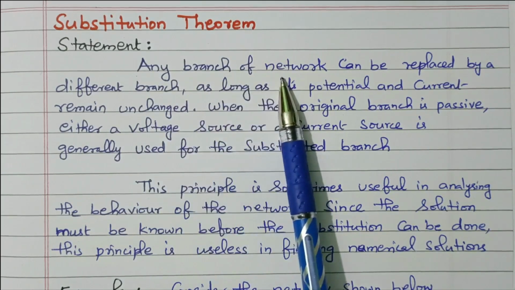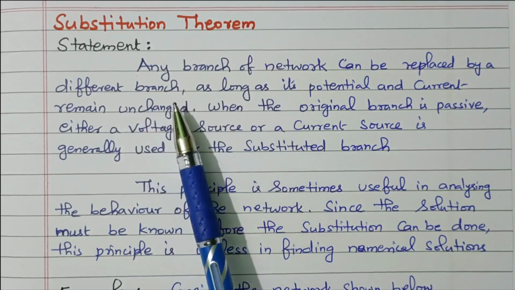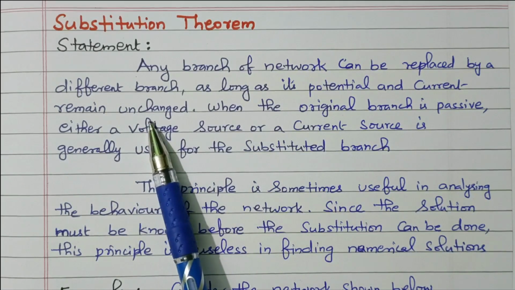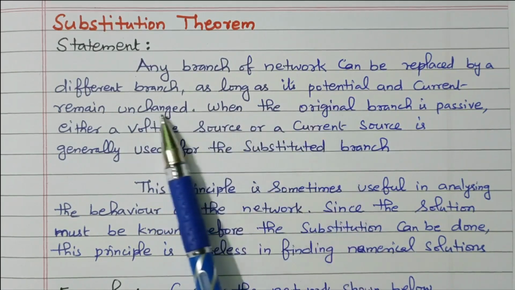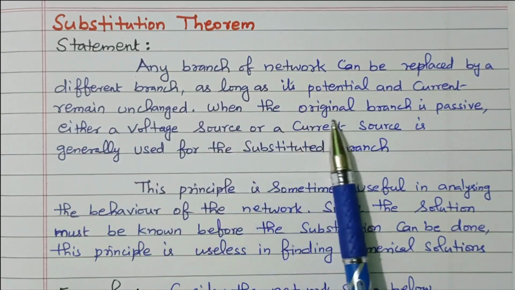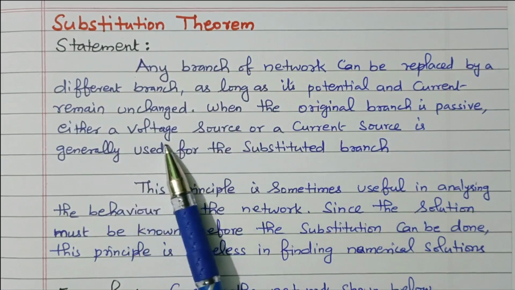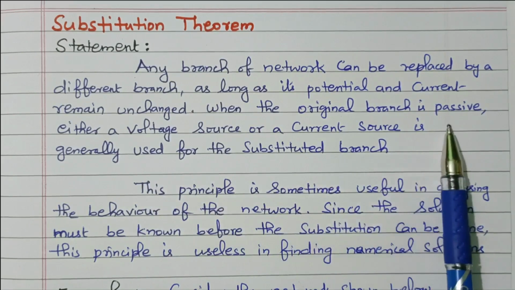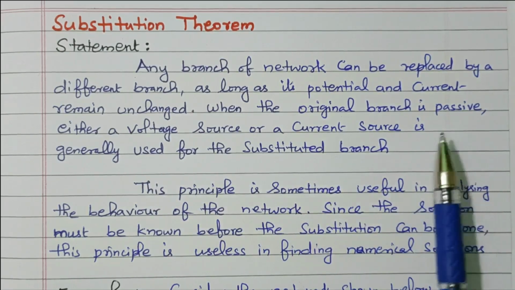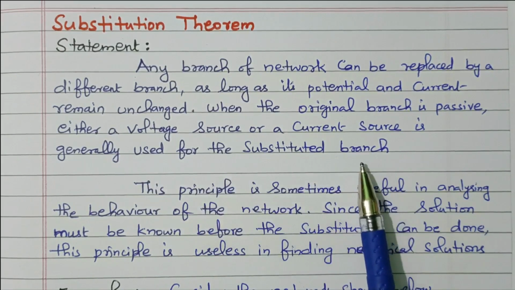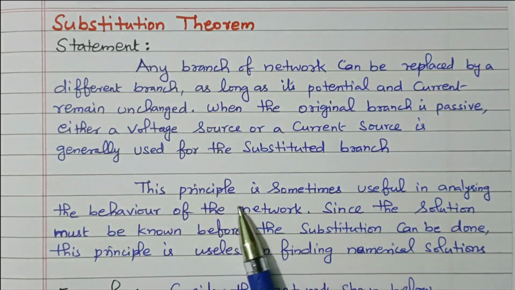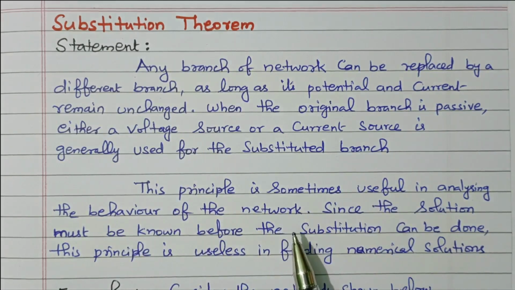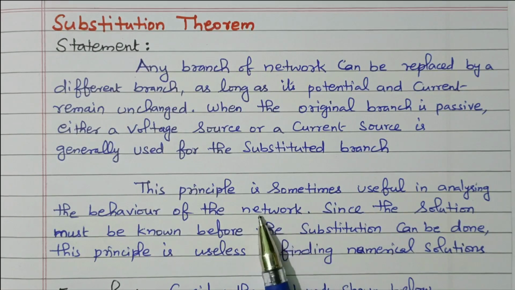So in any network we can change a branch to another branch, but the potential and current should remain unchanged. Without affecting potential and current, we can replace it with a different branch. When the original branch is passive, either a voltage source or a current source is generally used for the substituted branch. So the original branch should be passive, and then either a voltage source or a current source can be substituted. This principle is sometimes useful in analyzing the behavior of the network.